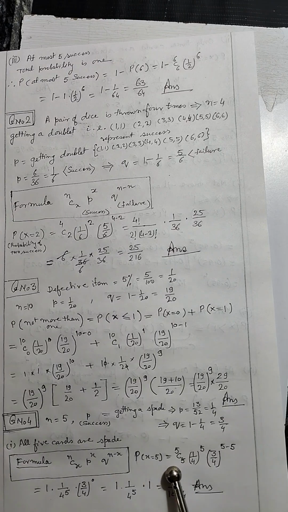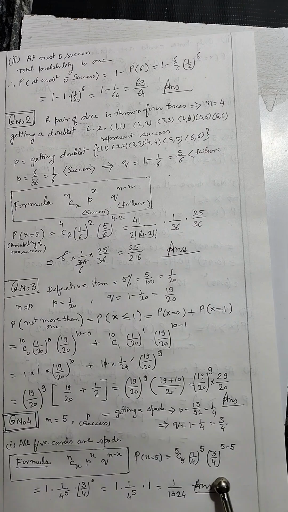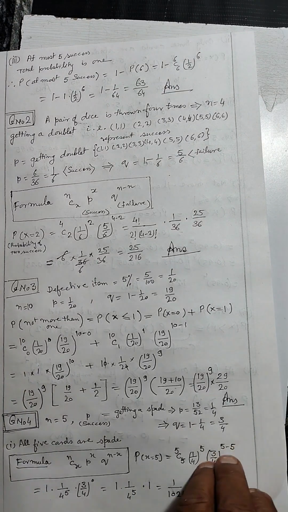Here P(X=5), that is 5C5, 1 by 4 raised to power 5 and 3 by 4 raised to power 5 minus 5. Here it will be 5C5, that will be 1, and 1 by 4 raised to power 5, into 3 by 4 raised to power 0. So this one will also become 1. So here 1 and here 1, 1 upon 4 raised to power 5. So just to solve it, you will get here 1 upon 1024, and this will be the required answer of first part of the question number 4.